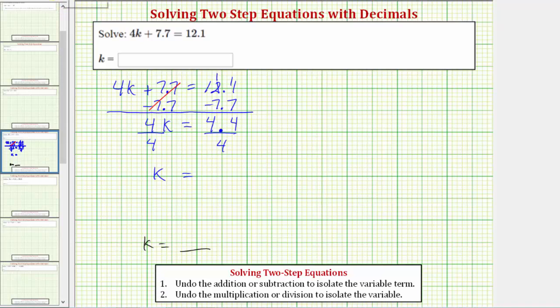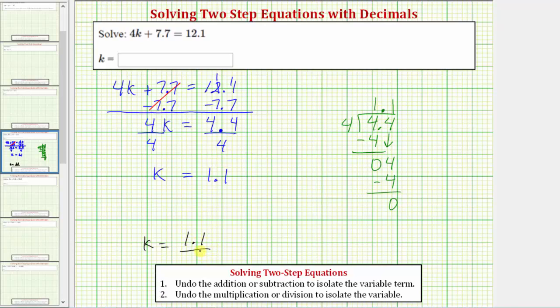Let's find the quotient on the side. We have 4.4 divided by 4. The divisor is already a whole number, so we can divide in this form. We move the decimal point up into the quotient and divide like we normally do. We first determine how many 4s are in 4. There's 1 4 in 4. 1 times 4 is 4. Subtract. The difference is 0. Bring down the next digit. Again, there's 1 4 in 4. 1 times 4 is 4. Subtract. Because the difference is 0, we know the quotient is 1.1. So k equals 1.1 is the solution to our equation.